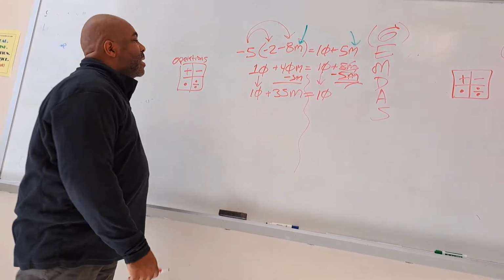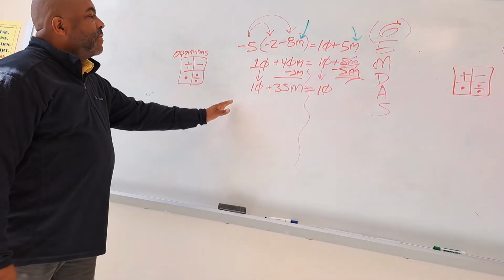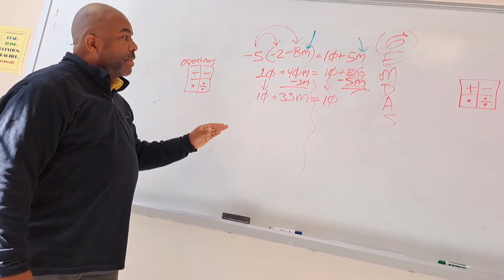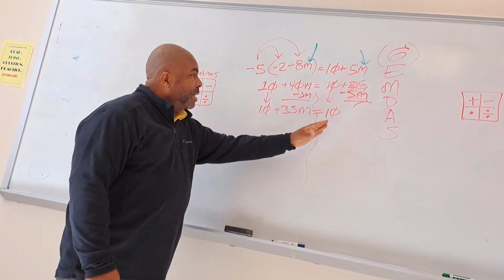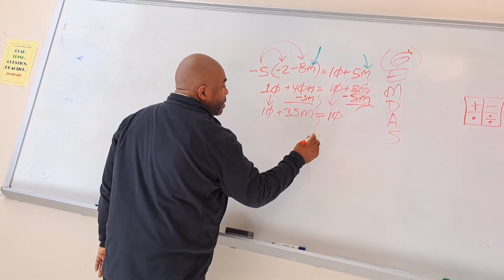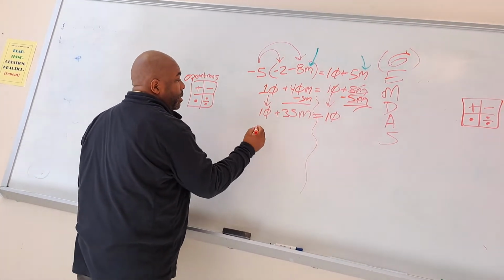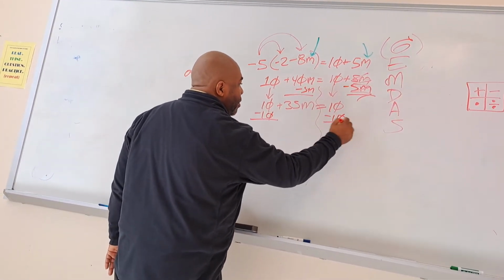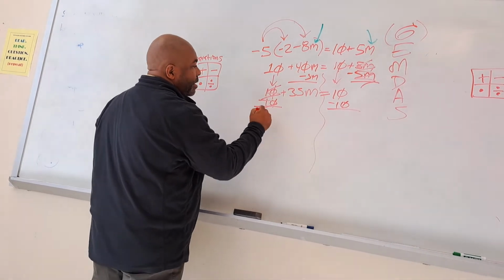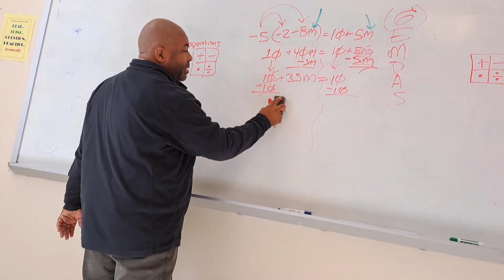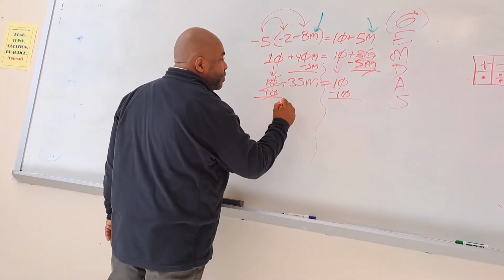Yeah. Okay. All right, so now I have 10 plus 35m equals 10. So now I want to get the 10s together, the number family together. The 10 and the 10 are part of the number family. What's the inverse of positive 10? -10. -10 on both sides of the equal sign. So that gives me 0. And once again, in most cases, I'm not going to write the 0 because I don't have to. Algebra is lazy that way.